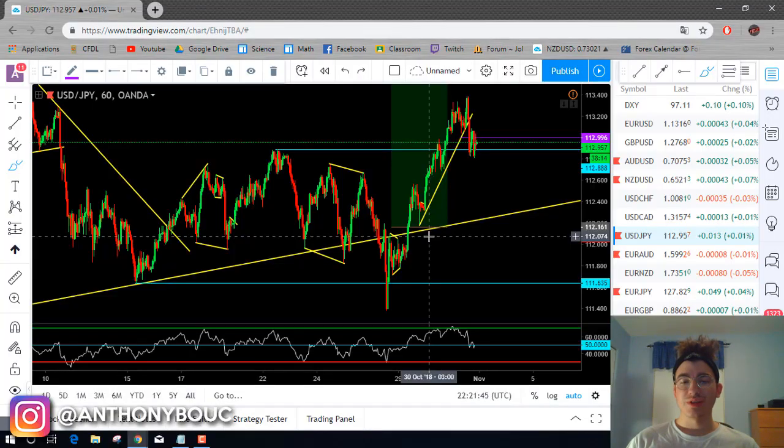Alright, so enough talking, and let's jump on my chart and let's look at this USD yen trade that ended up as a good trade. Okay, so we are now on my chart and we will take a look at this USD yen trade.